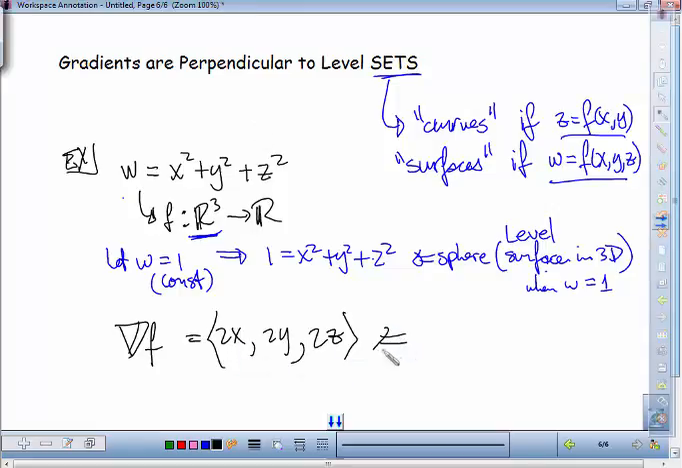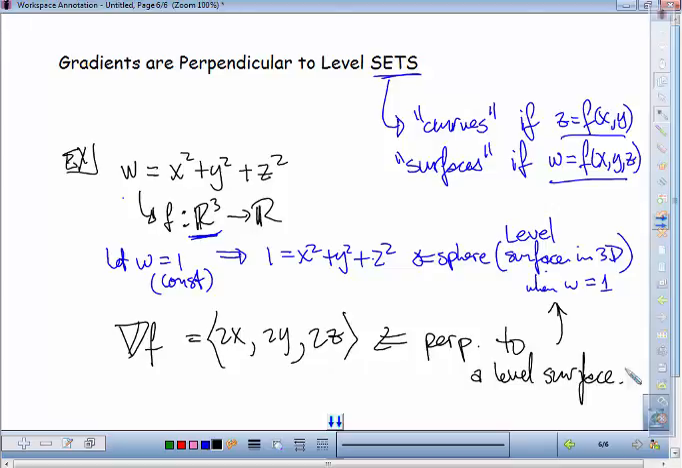The gradient is going to be perpendicular to a level set. And in this case, it's a surface, so we have a perpendicular to a surface, which means we should be able to find tangent planes. Okay? So that's how we're going to start tomorrow after you take your quiz. We're going to start talking about tangent planes for implicit functions.